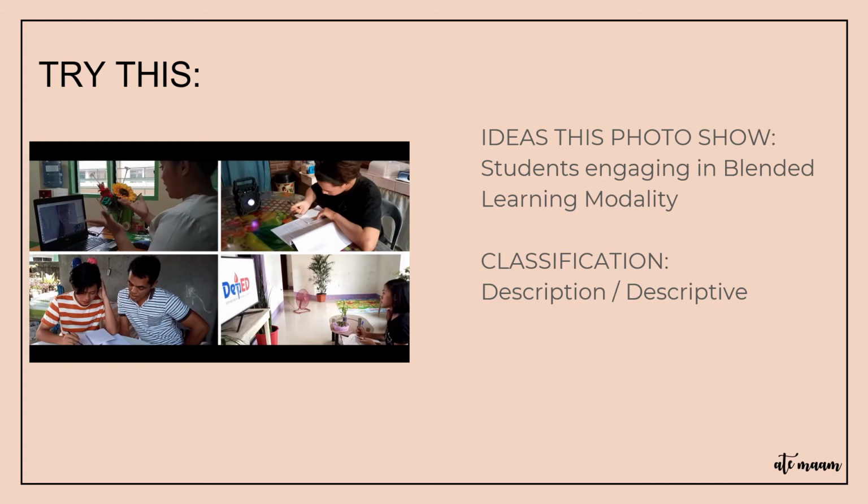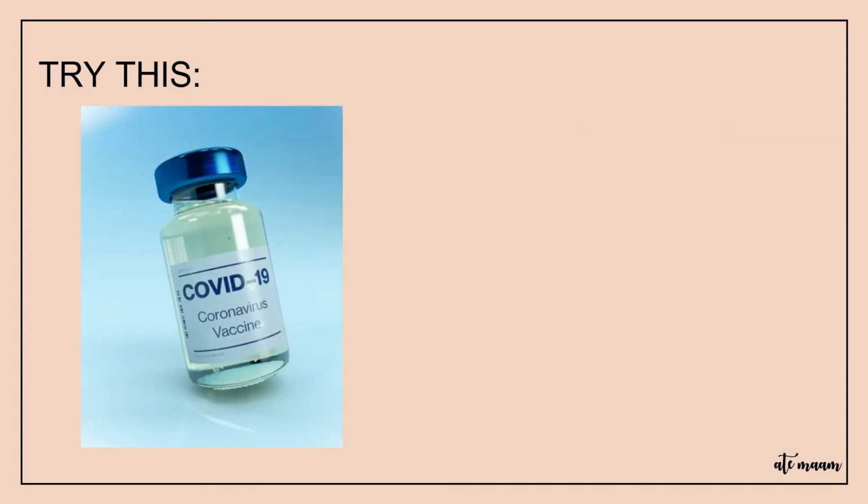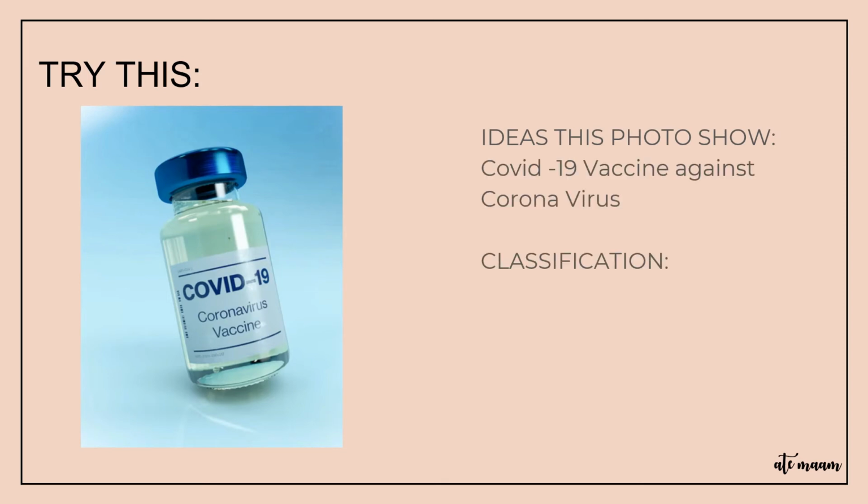You cannot say it is the cause and effect, since the picture does not show the cause and effect yet. And you cannot say it is an order, since you cannot really see an order on the picture. So the basic idea that we can have is students engaging in blended learning modality. Next, we have a picture of the COVID-19 vaccine. So the idea this photo shows is the COVID-19 vaccine against coronavirus. And the classification can be description or descriptive, and problem solution.